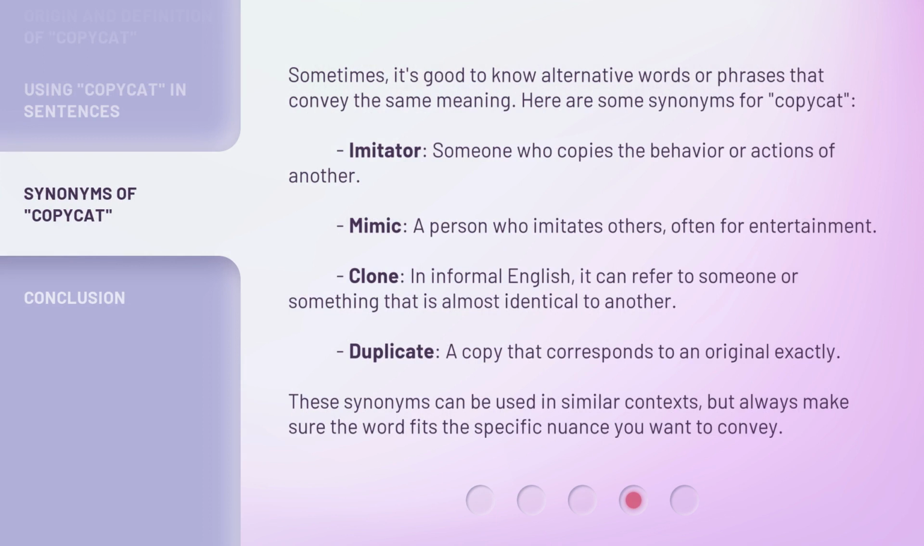Sometimes, it's good to know alternative words or phrases that convey the same meaning. Here are some synonyms for copycat. Imitator, someone who copies the behavior or actions of another. Mimic, a person who imitates others, often for entertainment. Clone, in informal English, it can refer to someone or something that is almost identical to another. Duplicate, a copy that corresponds to an original exactly. These synonyms can be used in similar contexts, but always make sure the word fits the specific nuance you want to convey.